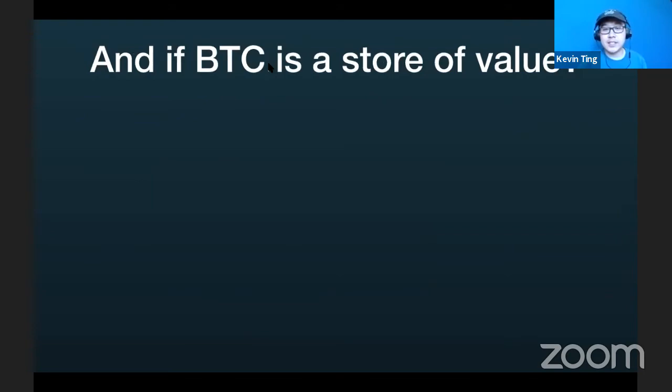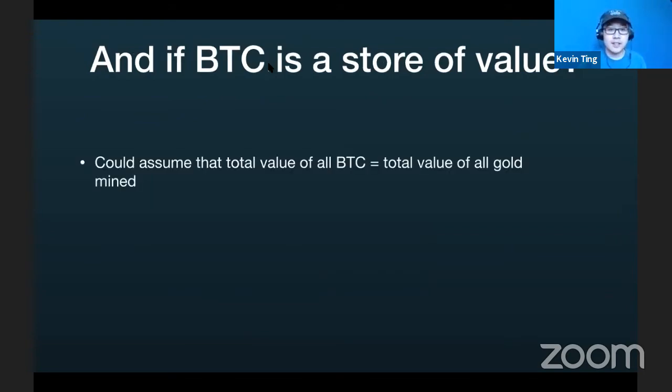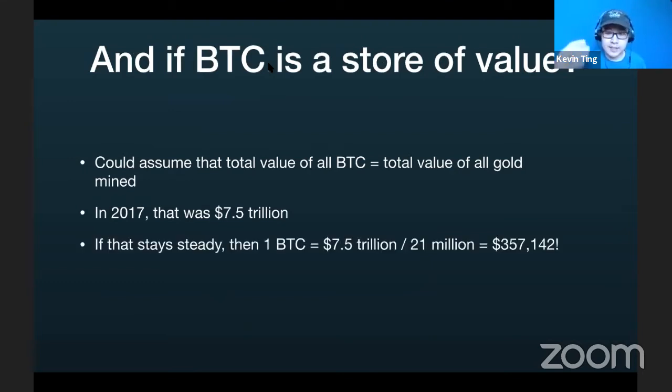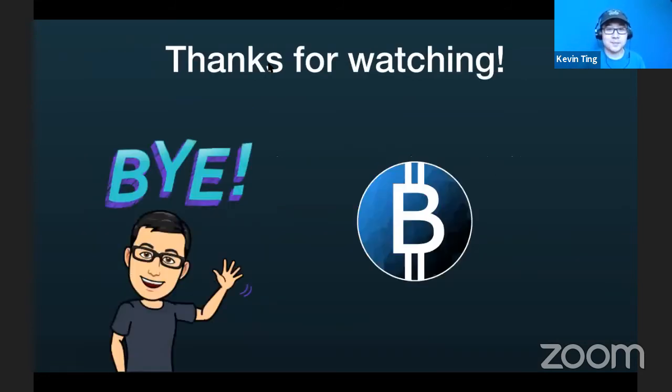And lastly, just as a side note, if Bitcoin was a store of value instead, we can assume that the total value of Bitcoin could possibly equal the total value of all gold mined. In 2017, that was $7.5 trillion. So let's say that stays steady. Then right now it would be roughly $350,000, which is still a big amount. Just a fun exercise to think about.